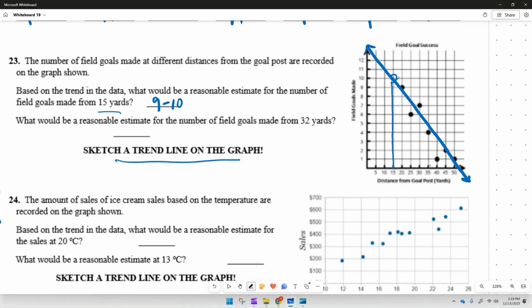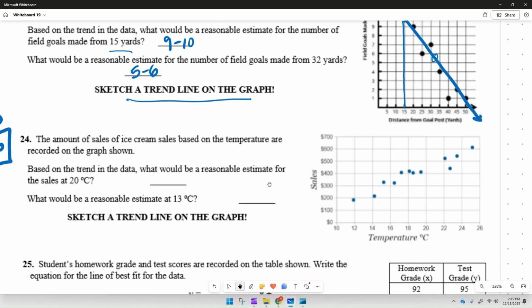And then we're looking at 32. So 32 is going to be between 5 to 6. It's probably closer to 5 than it is to 6. Same with the 9 to 10. But we're just doing a quick ballpark figure. And you're going to have multiple choice if you have a question like that on the test.